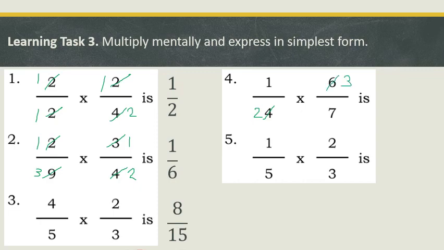So, multiply natin. 1 times 3 is 3. 2 times 7 is 14. Then next, ang 1 at 3 ay walang common factor. Ang 5 at 2 ay wala din. So, diretso multiply tayo. 1 times 2 is 2. 5 times 3 is 15.